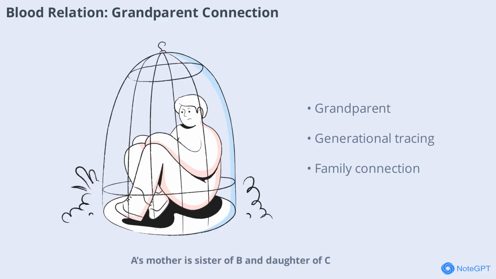A's mother is the sister of B and daughter of C. D is the daughter of B and sister of E. How is C related to E? The answer is grandparent. C is the parent of B, and B is the parent of E, so C is E's grandparent. Tracing generations helps clarify these connections.